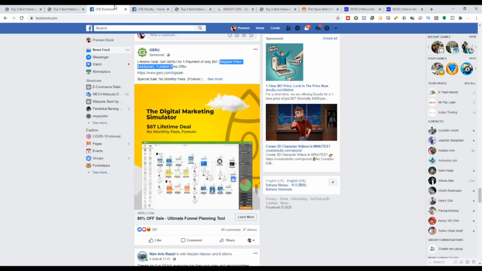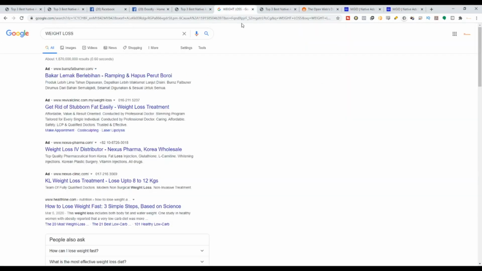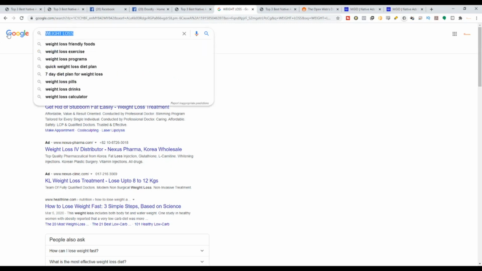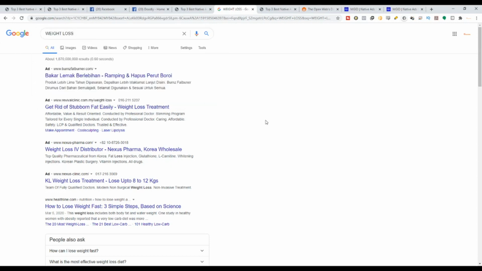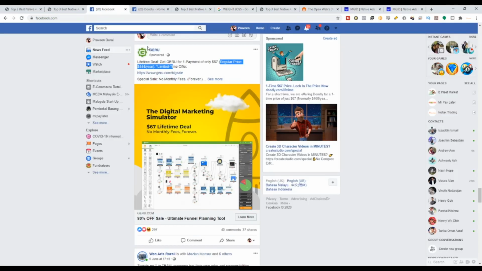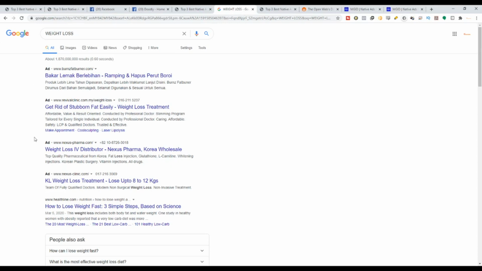So Google and Facebook work in a very different way, where in Facebook it's more to spark interest, while in Google people are already interested. If people search weight loss, they want to lose some weight, right? So people are already interested in weight loss, so they are your very high potential customers. I mean, the purchase intent for them to actually buy your product is much higher compared to Facebook. So you have to keep this into consideration as well.